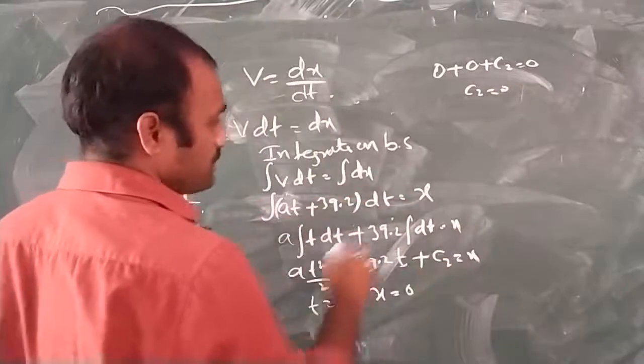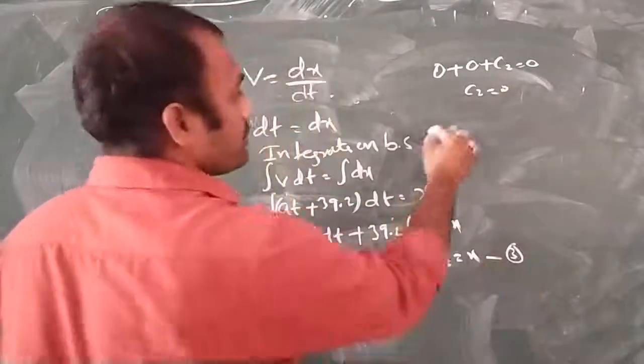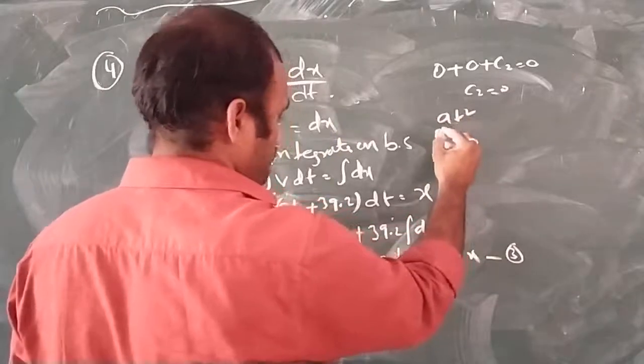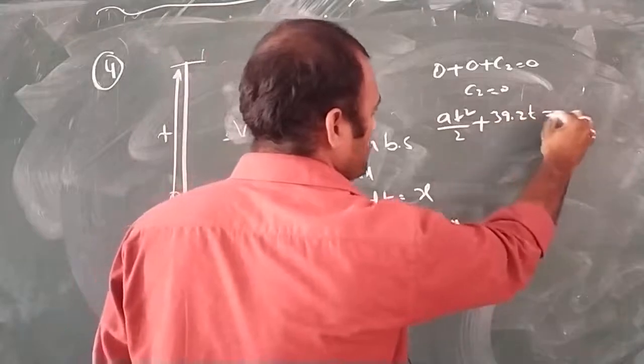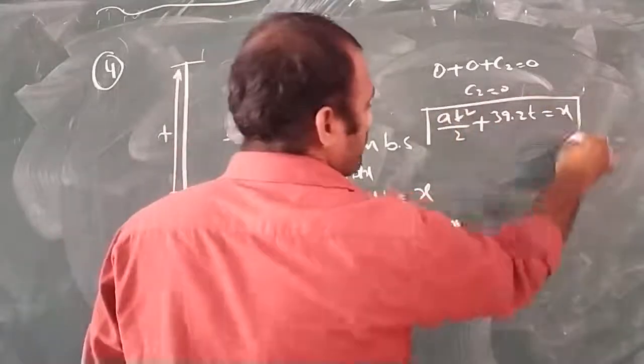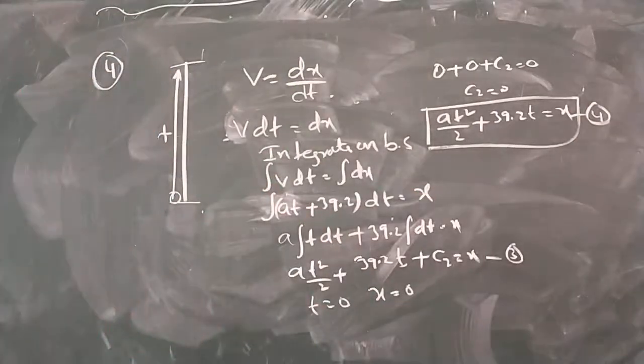So if I substitute in this equation, and let us mark this equation as the third, it will be a t square by 2 plus 39.2 t is equal to x. Mark this as the fourth equation. Now we got the distance equation here.